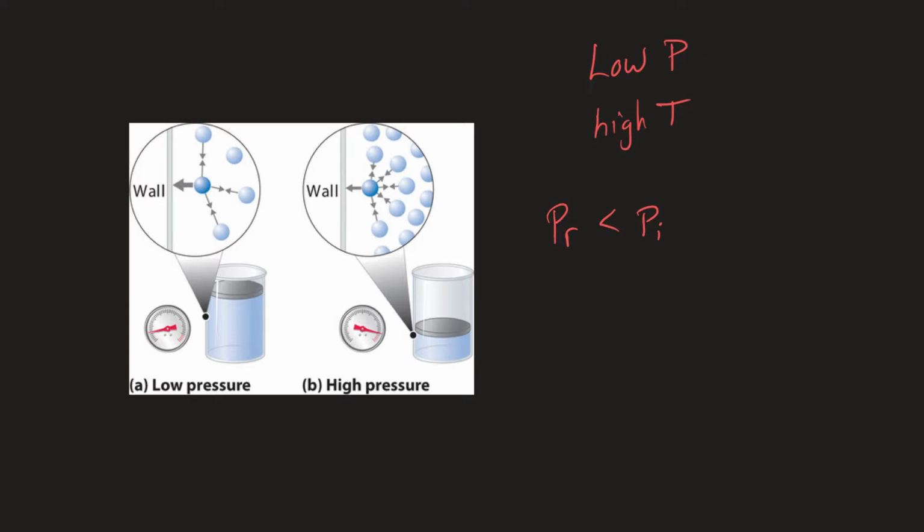Or I sometimes like to call this the measured pressure will be less than the calculated pressure. Because by calculated, I mean using PV equals nRT, right? Using the ideal gas law equation.